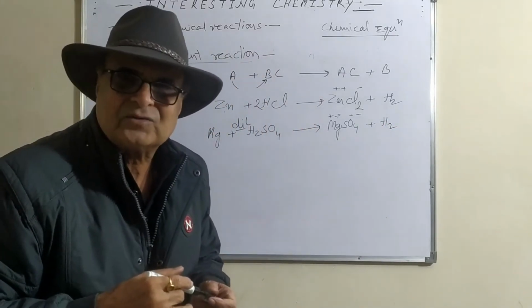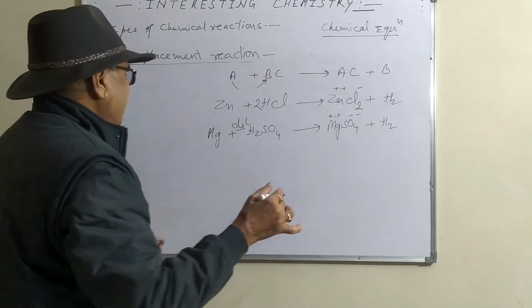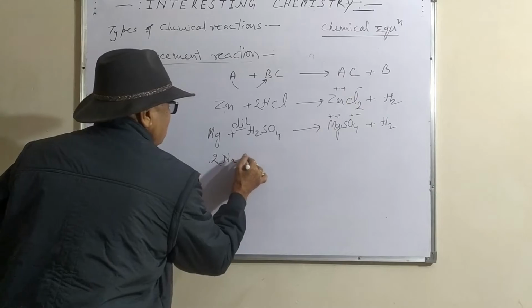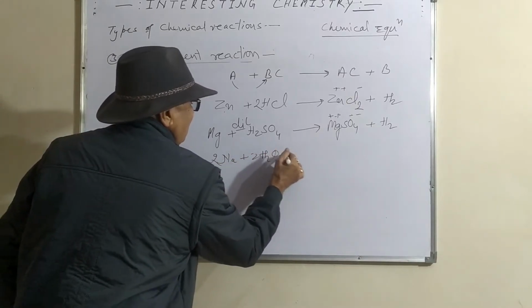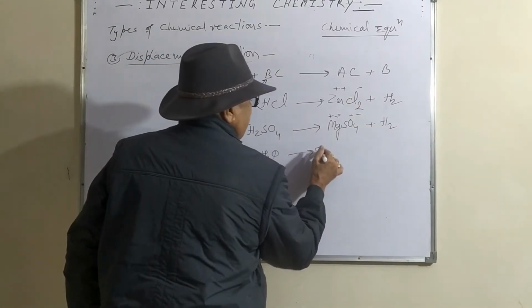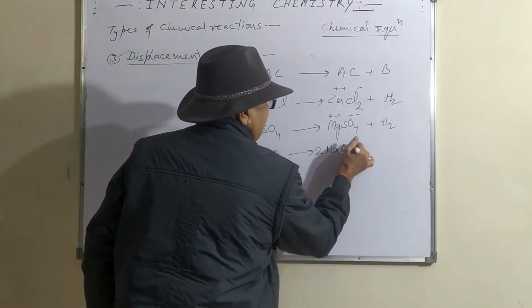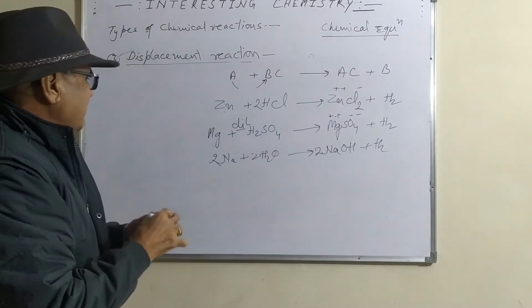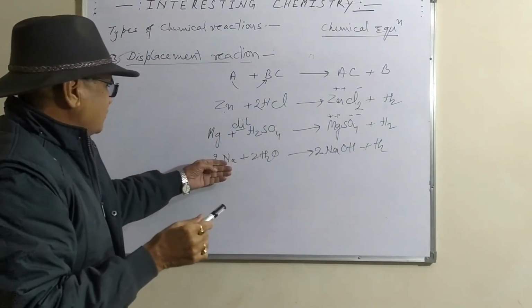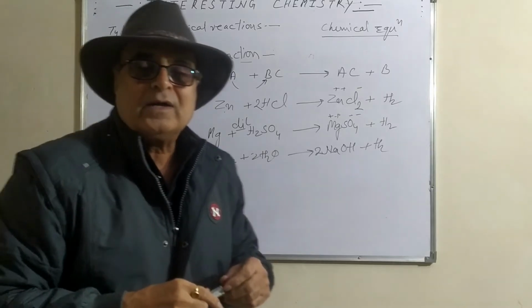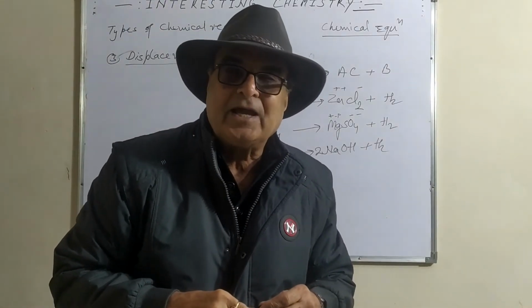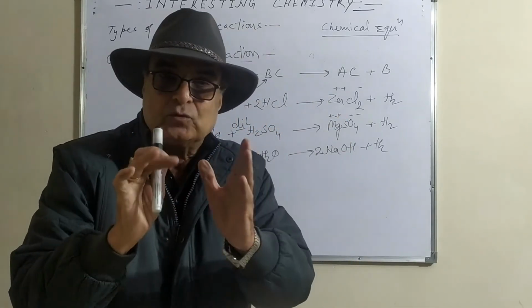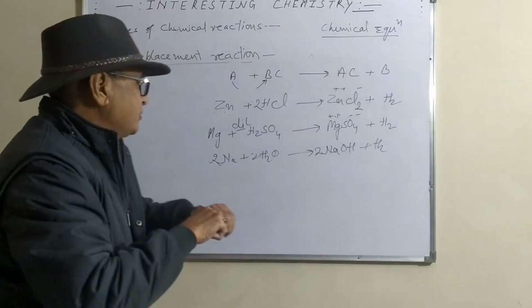Suppose you write the equation 2Na plus 2H2O gives 2NaOH plus H2. Suppose when sodium is treated with water, sodium hydroxide and hydrogen are formed. To make you understand, I am writing it in this way.